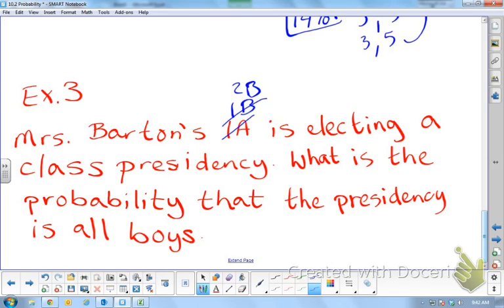So we do need some information first, because we are doing it specifically for our class. We need to know how many people are in the room, and we need to know how many boys are in the room. So we need to count really quick. I want everyone to count how many people are in the room. We want the total amount, and we want just boys for this question, since I asked specifically about a boy presidency.